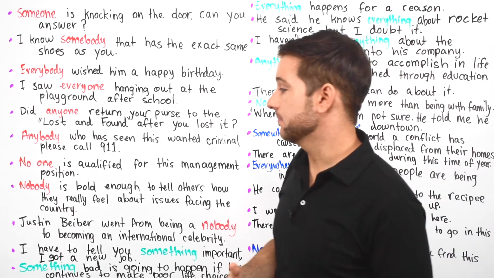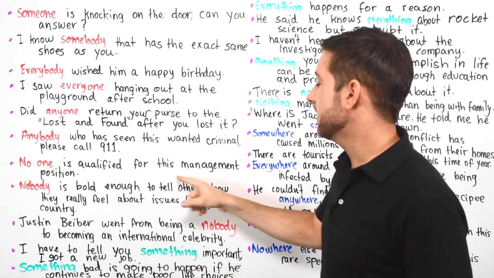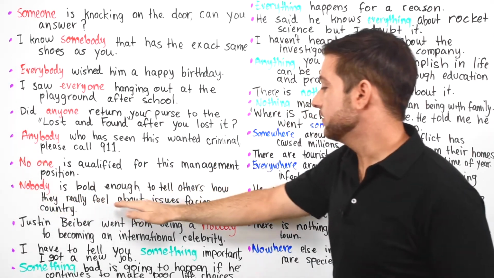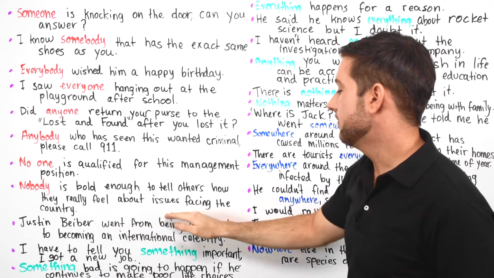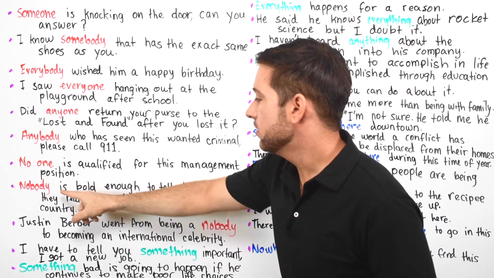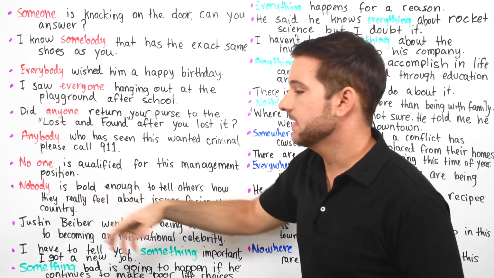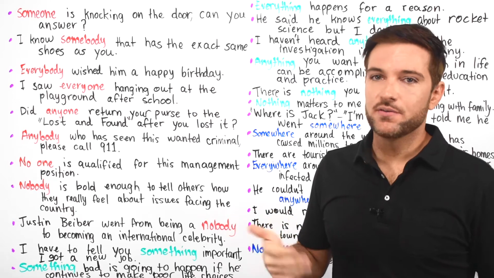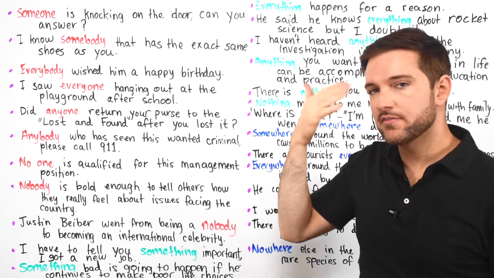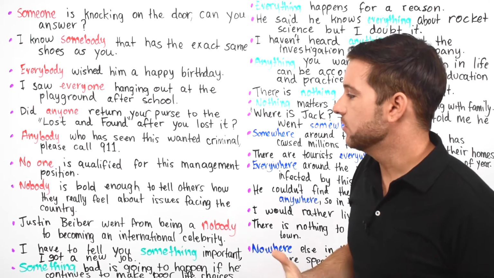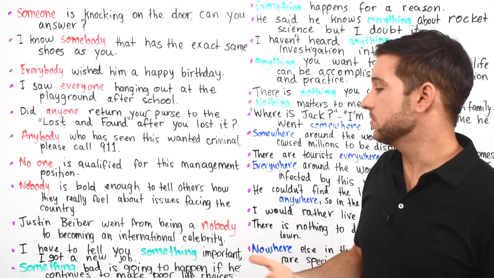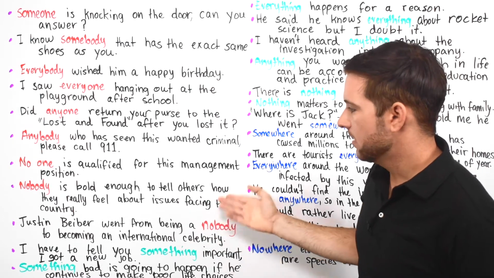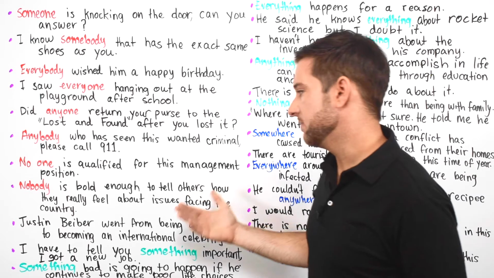So let's look at some examples. No one is qualified for this management position. We're talking about a job. Nobody is bold enough to tell others how they really feel about issues facing the country. Bold means has the courage, has the guts, they don't care if they speak their mind. So there's not a single person who is bold enough to tell others how they really feel about issues facing the country. Maybe we're talking about politics in this case.